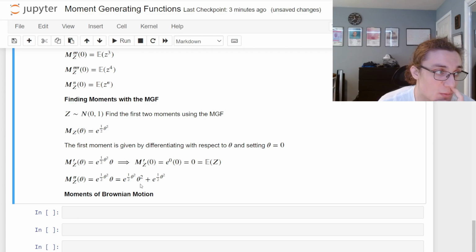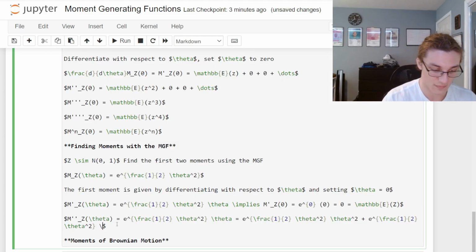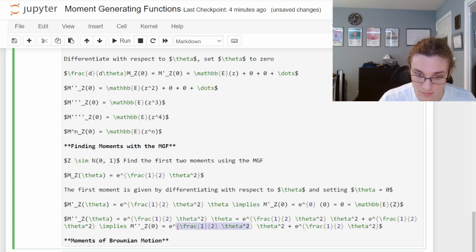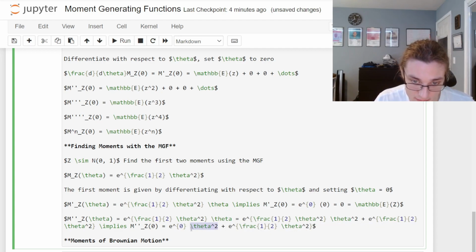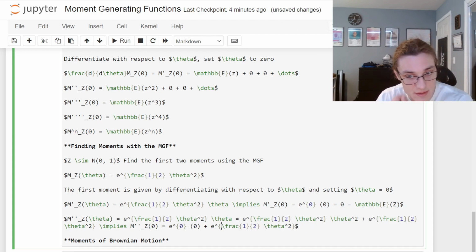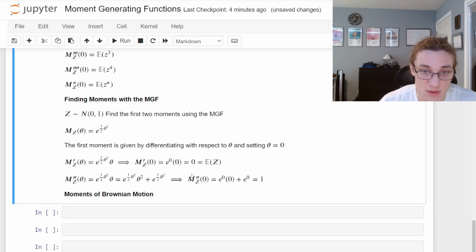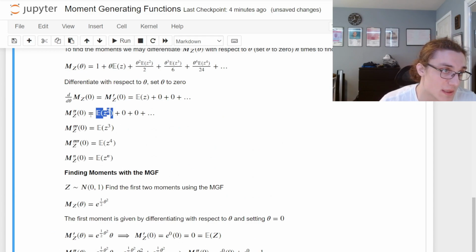And what you'll notice here is when we parameterize theta by 0, this implies that M double prime z of 0 is equal to, and take a look here, e to the 0 times theta squared, but theta is 0, plus e to the 0, which is going to be 1. So if M double prime z of 0 is 1, then that means that the expectation of z squared, or the second moment, or variance, is going to be 1 as well. And we can keep doing this for skewness, kurtosis, and the higher order moments as well.